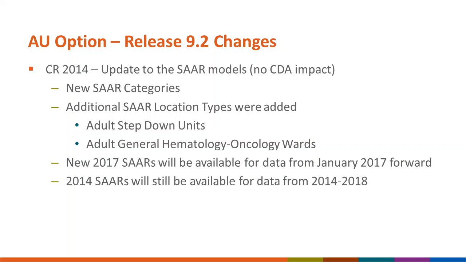Change request 2014 involves an update to the SAR models and has no CDA impact. The AU team has now updated the SARs based on 2017 AU data. 2 new locations were added, and we renamed and recategorized the SARs. The new 2017 SARs will be available for data from January 2017 forward, and the 2014 SARs will still be available for data from 2014 to 2018. All of the updated information will be included in the 2019 version of the AUR protocol that will be posted on the NHSN website in the next few weeks. Next slide, please.